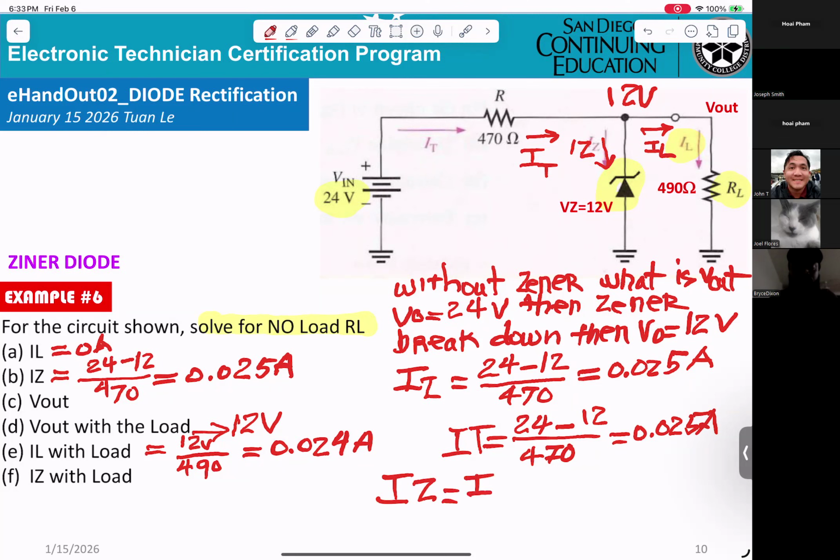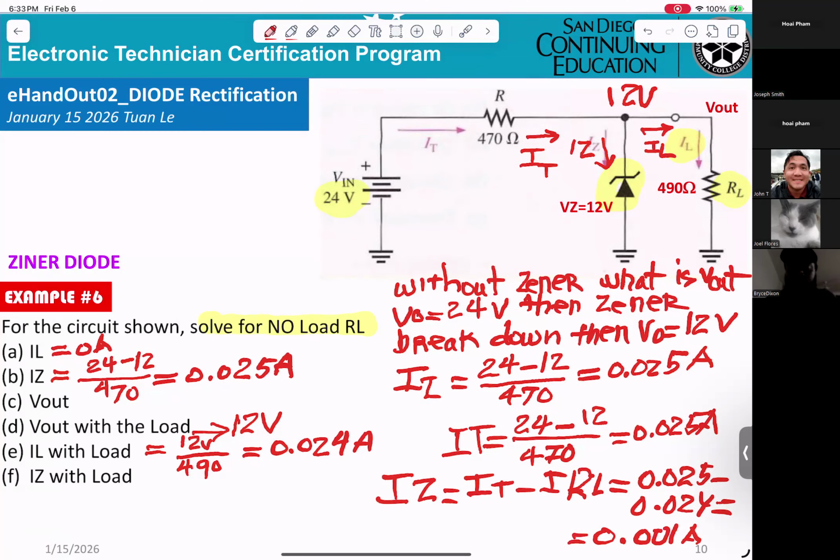equals I total minus IL. I total equals 0.025 minus 0.024 equals 0.001. That will be IZ.